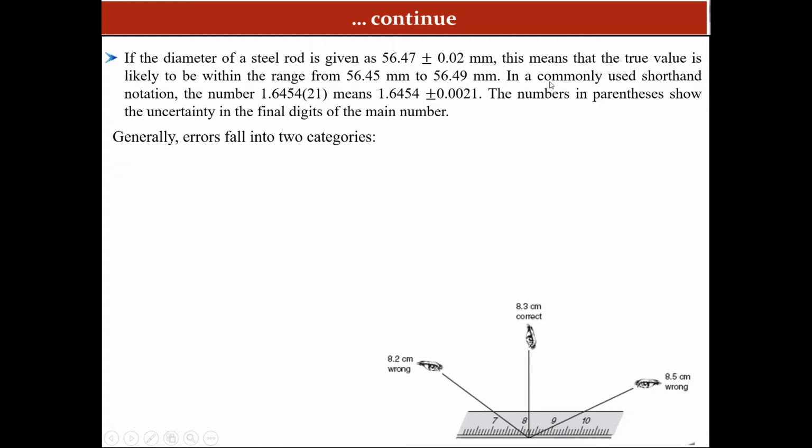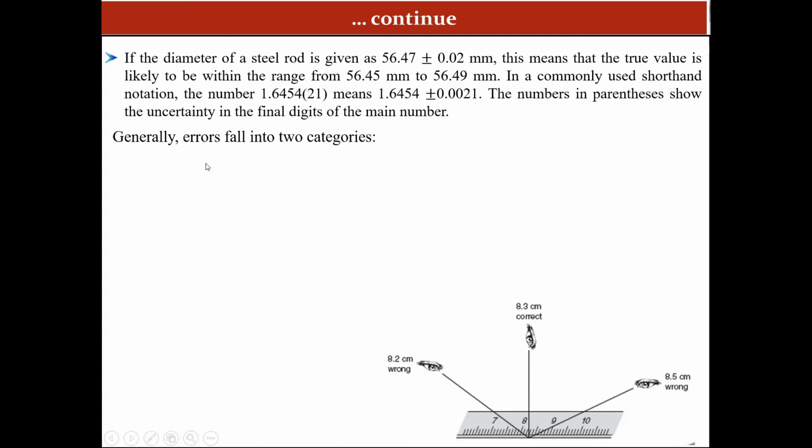Commonly used shorthand notation, the number 1.6454(21) means that this is 1.6454 plus or minus 0.0021. So we have to count these digits: 1, 2, 3, 4. So 0.0021. This actually shows a range, so you subtract this one and you add, just like the previous one.